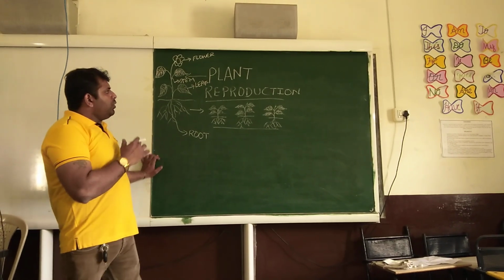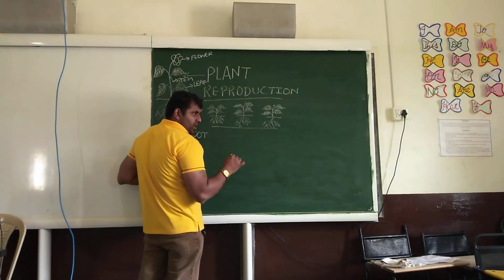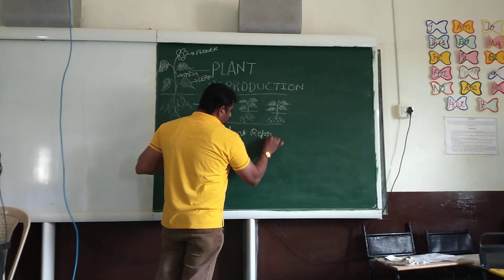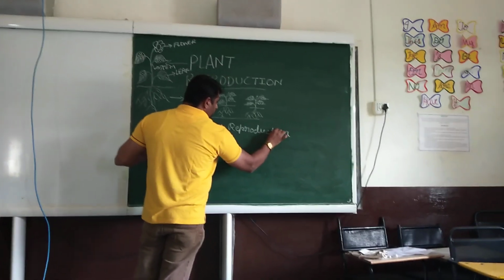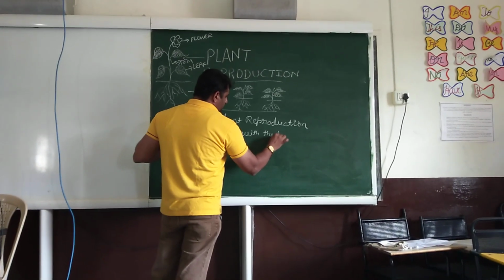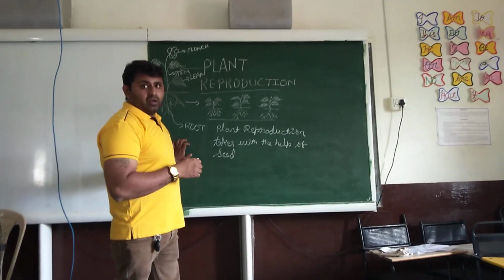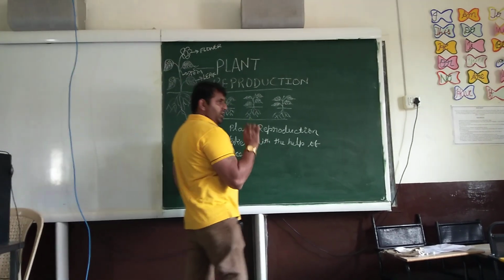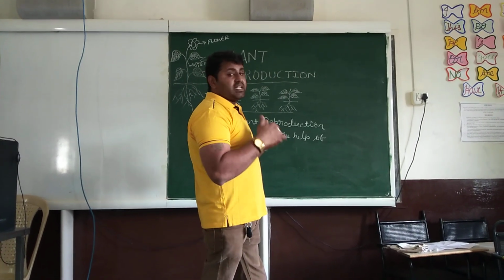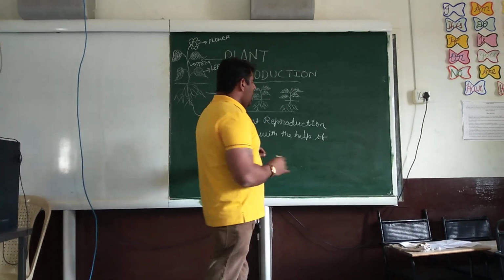Coming to the next point, how does plant reproduction take place? In your syllabus, they mentioned that plant reproduction takes place with the help of seed. Then what is a seed? What is there inside the seed? For this concept, you have to draw the seed diagram to know what a seed is and how reproduction takes place with the help of the seed. To understand this concept, you have to draw a seed diagram.